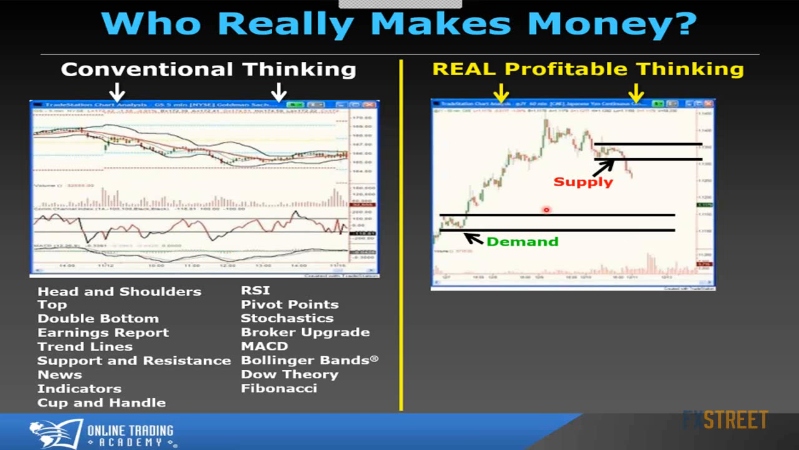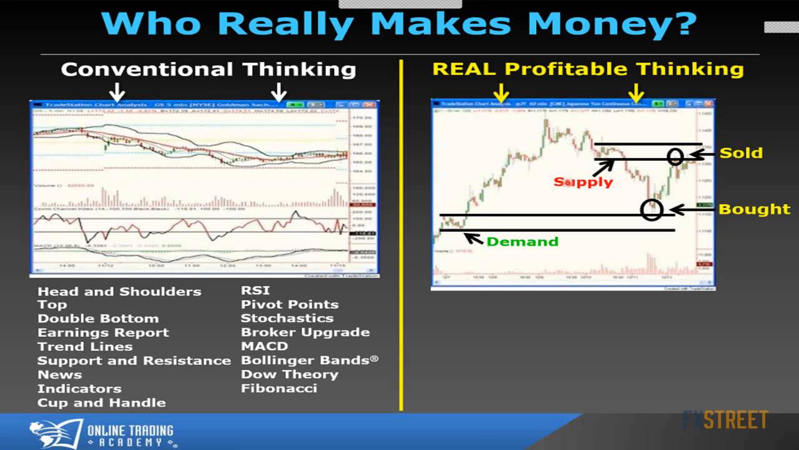And what that meant for them was the real way that they would make money, the profitable way that they would be making money, was looking to buy after a drop in price, when the price level hit an area of what we call demand, and sell after a rally in price to a level of supply, where they'll be looking to take profits.